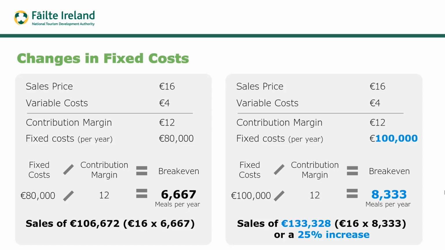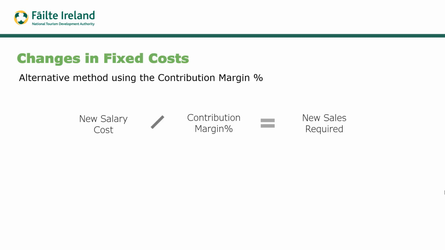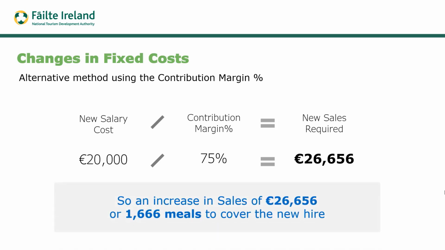But we see here it's actually we need to increase sales by 26,656 because of the variable costs associated with making each sale. Even simpler, we could have just used a formula on the new fixed cost and see what additional sales we needed to generate and add to the current break-even sales. So in this case, it's a new salary cost of 20,000 divided by the contribution margin of 75% to give us new sales required of 26,656. It's the exact same answer we get each time. Again, an increase of 1,666 meals to cover our new hire.